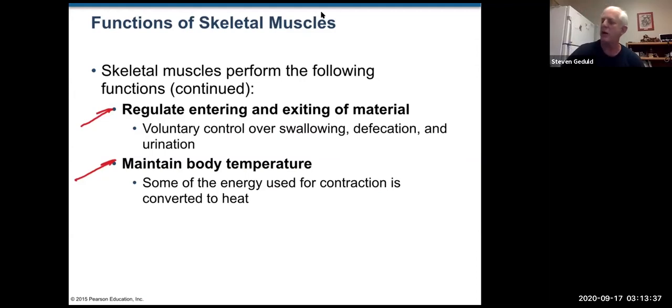Maintain body temperature. Energy is used for contraction. When you shiver, you convert that to heat. Okay, so you regulate what comes in your body, what goes out of your body, and help to maintain body temperature. Those are the functions of skeletal muscles.